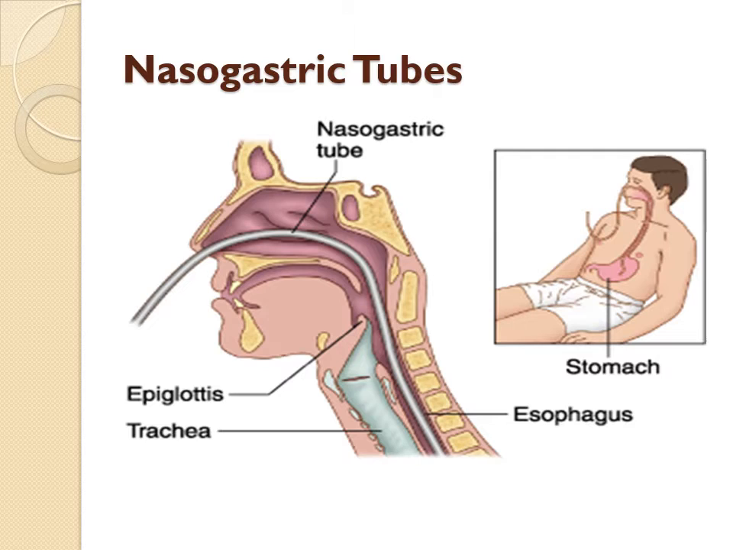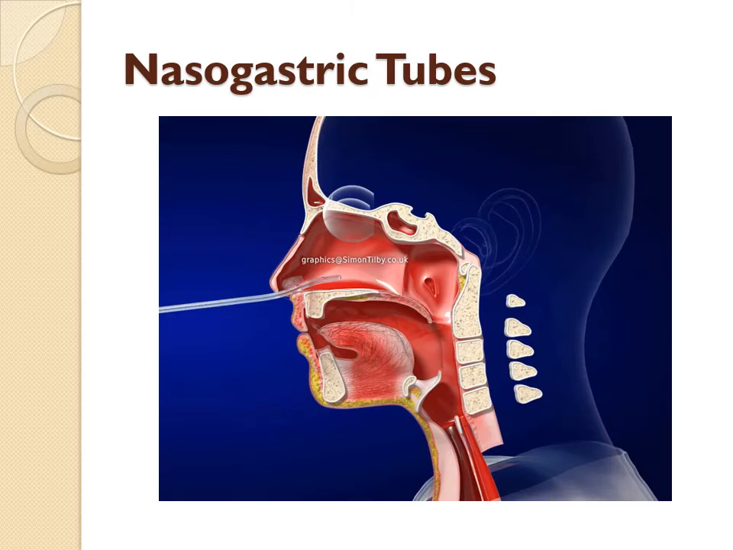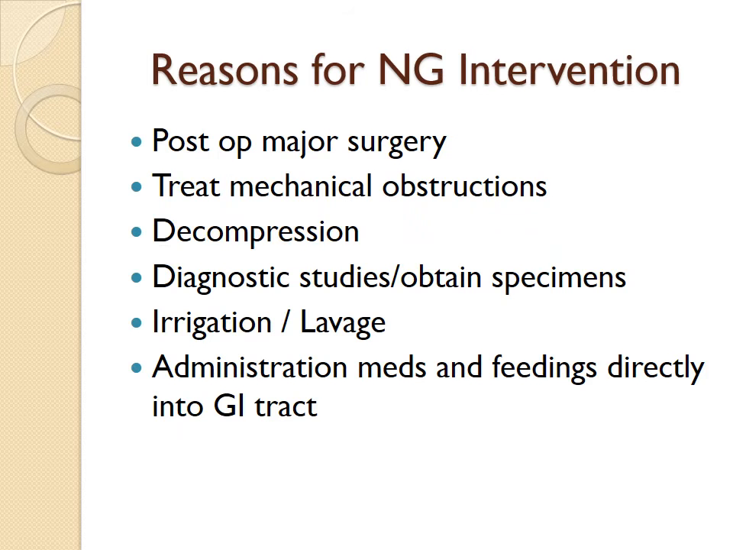Important nursing interventions. Once the tube is placed, it is always important that you remember to monitor the patient's nose and oral cavity to make sure that we are preventing any possible breakdown or damage. Again, another picture of the area of the NG. What are some of the reasons for placement?